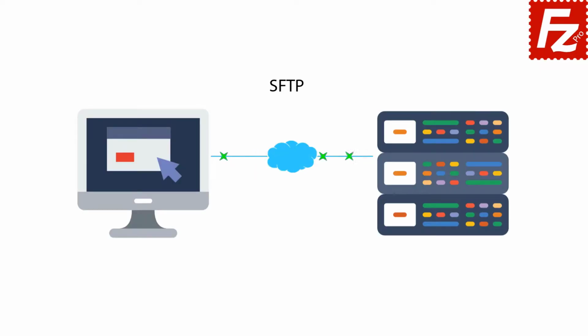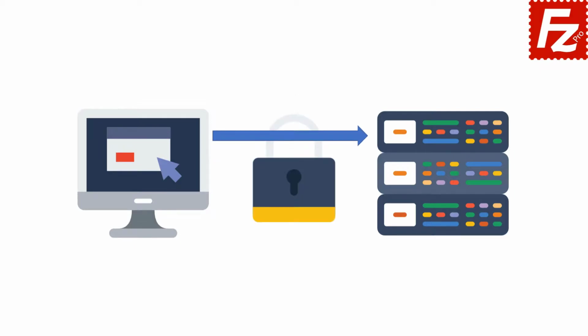SFTP stands for SSH File Transfer Protocol, while SSH means Secure Shell. SFTP is a method for moving files between computers in a network. It works differently from FTP and FTPS. SFTP is an extension of SSH.